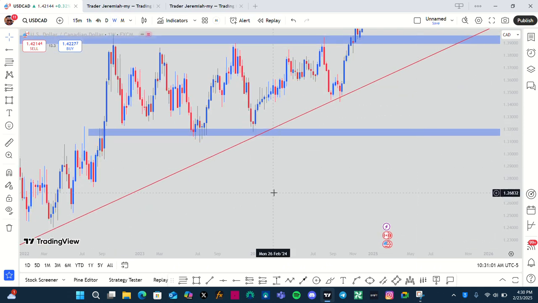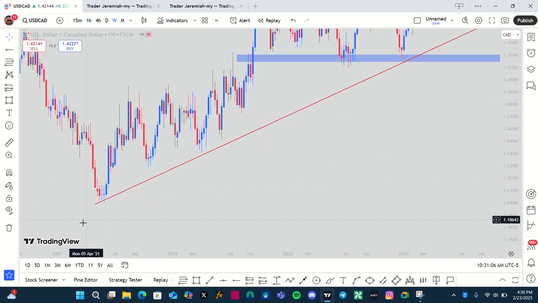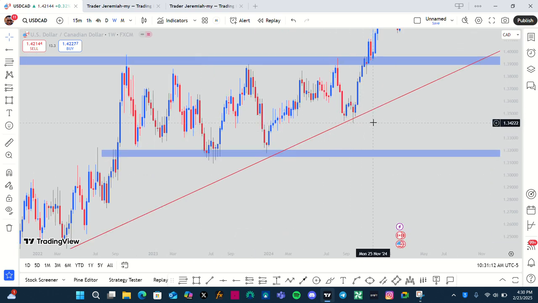So I've drawn my trend line. As you can see, like I said earlier, for a trend line to be valid, it needs a minimum of 2 touches. So this is the first touch, and this is the second touch of the trend line.